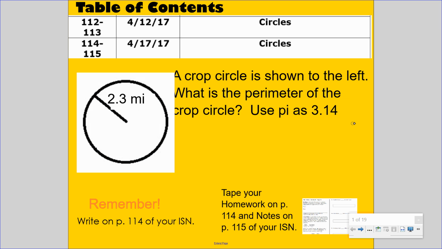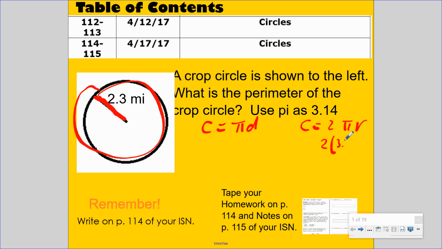Let me use my clear pen. So if I measure the distance around this, I want to find a distance around. But what is this line called? This is called radius. So which formula should I use? Should I use this formula or should I use the second formula to find the circumference or the distance around the circle? I'm going to use the second one because this is about radius. So I substitute 2, I substitute pi with 3.14, and I substitute the radius with 2.3.